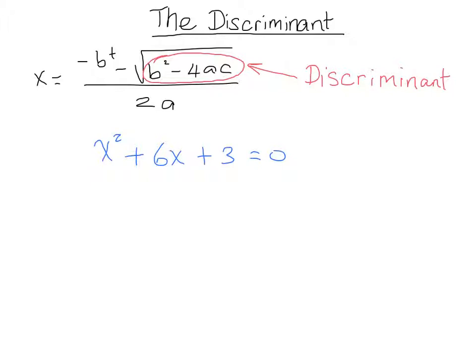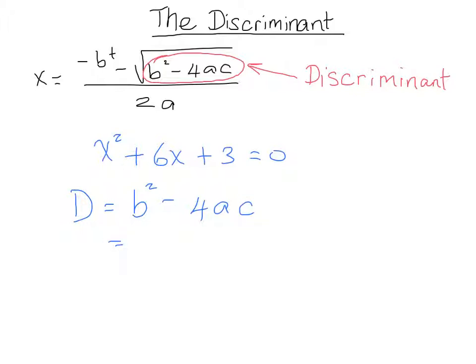But let's just say you just wanted to know something about the solution. You wanted to know if there was one real solution, or two real solutions, or no real solutions. You can use the discriminant to tell you that. And here's how. All right, so let's find the discriminant. We call it d, and d is equal to b squared minus 4ac.